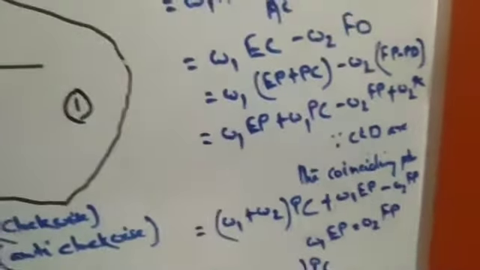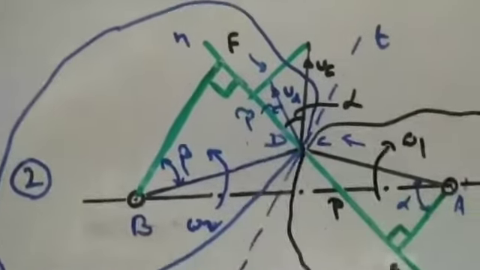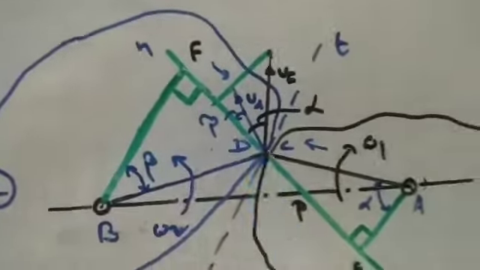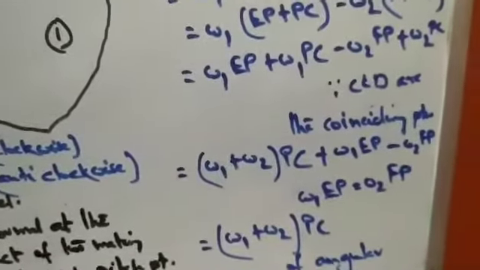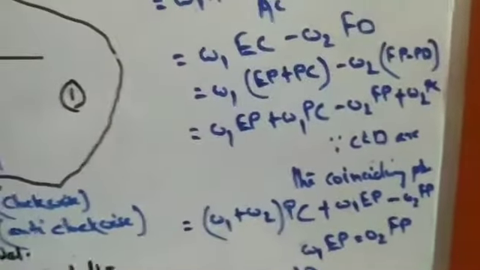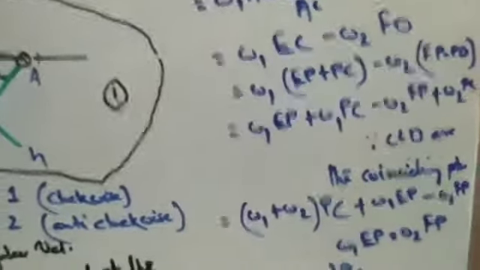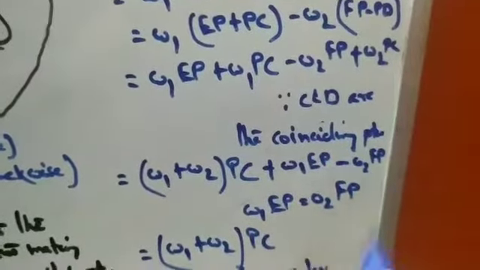Now we know that C and D are the same points. C is the point of contact of body 1 and D is the point of contact of body 2, so C and D are coincident points. For that reason we consider PC and PD to be the same, and we take omega 1 plus omega 2 into PC plus omega 1 into EP minus omega 2 into FP.